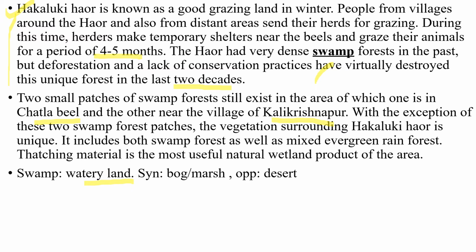With the exception of these two swamp forest patches, the vegetation surrounding Hakaluki Haur is unique. So this thing actually makes this Haur unique. It includes both swamp forest as well as a mixed evergreen rainforest. So in Hakaluki Haur there is a swamp forest as well as rainforest, and thatching material is the most useful natural wetland product in that area.